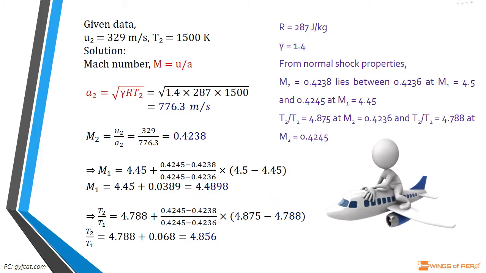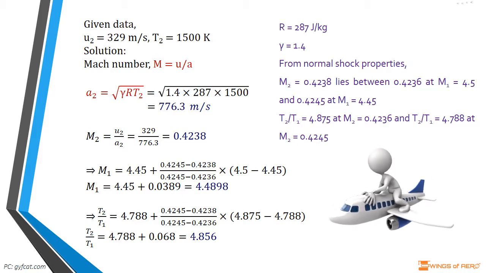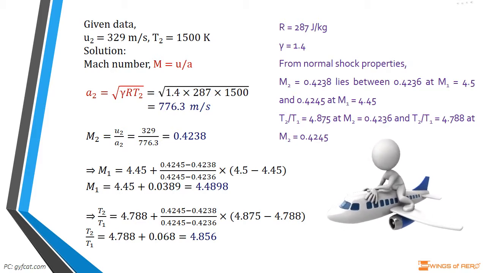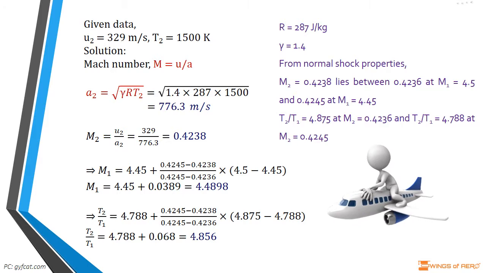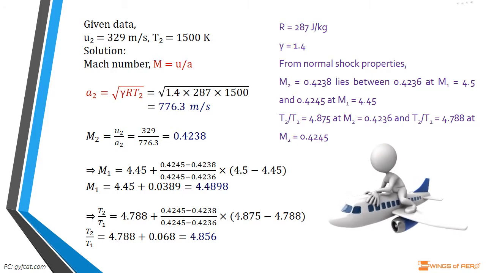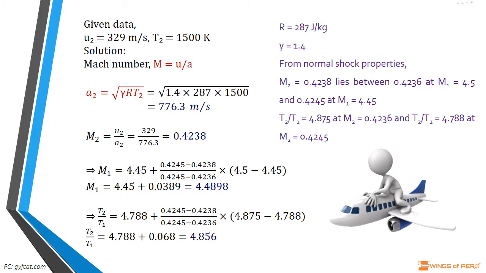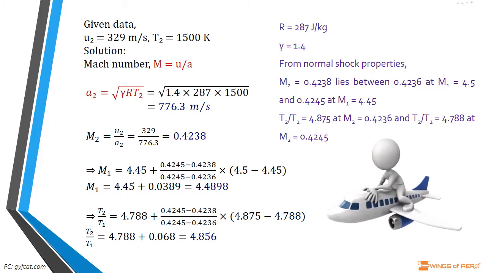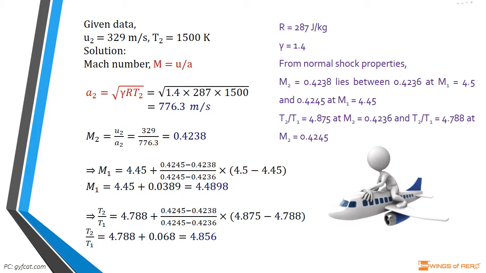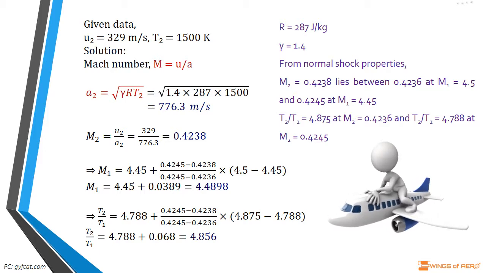Given data. Here, the velocity behind a normal shock wave U2 is 329 meter per second and the temperature behind a shock wave T2 is 1500 Kelvin. Now, the question is, what is the velocity ahead of the shock wave?